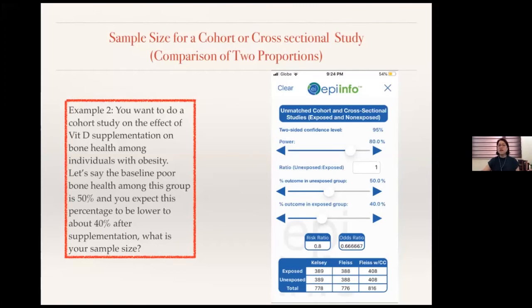No? So if you look at this, so two-sided confidence interval of 95%, the power of 80. Now, the ratio to unexposed to exposed is 1 because basically I'm using one person lang, di ba? The percent outcome in unexposed. So in this context, what are they supposed to be exposed to? Vitamin D, diba? So pag unexposed ka sa vitamin D, that means that's the pre-intervention. So before the intervention, it's 50%. Then in the exposed group, after the vitamin D supplementation, it's 40% na lang.